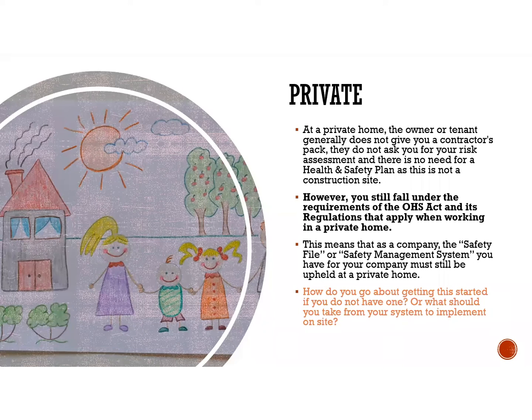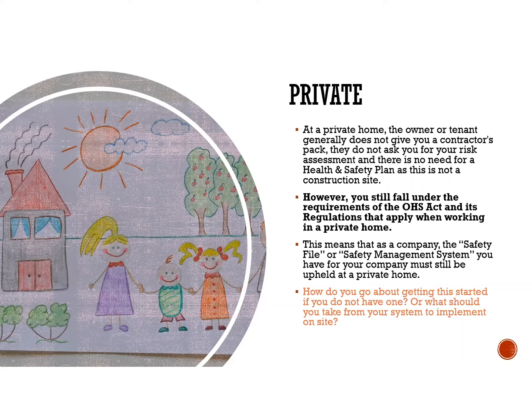This means that as a company, you should have a safety file, but what we actually want from you is a safety management system. So not just a file with a whole lot of documents in it. We want a management system that works on what we call Plan, Do, Check, Act, or PDCA, something that is continual, something that works every single day, and that it's live. In other words, it's breathing within your own company. And this is something that needs to be upheld at a private home.